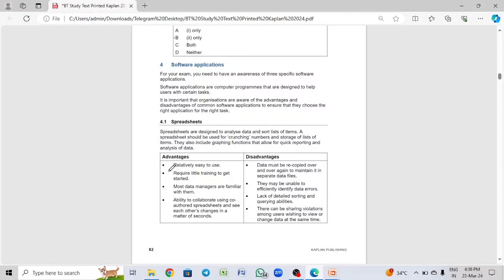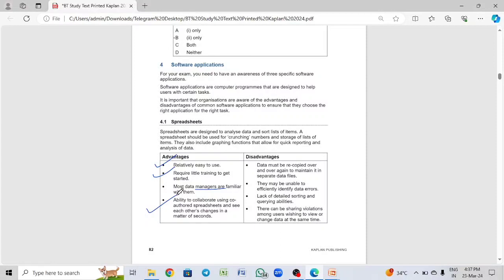So what are the advantages of spreadsheets? It is relatively easy to use. We all know how easy Excel is to use. It requires little training to get started. Obviously, we all learned how to use Excel in our school life, right? Most data managers are familiar with it. There is also the ability to collaborate using co-authored spreadsheets and see each other's changes in a matter of seconds.